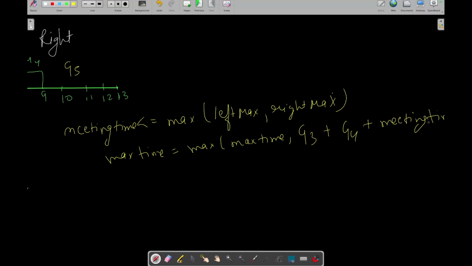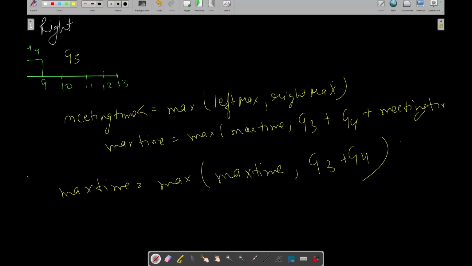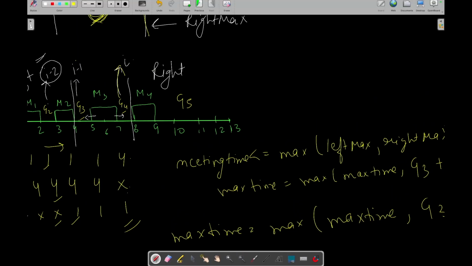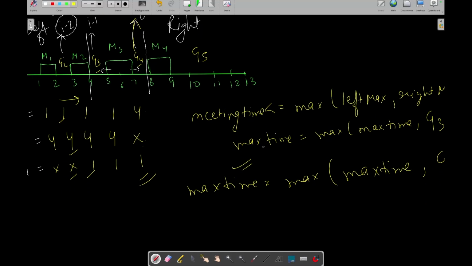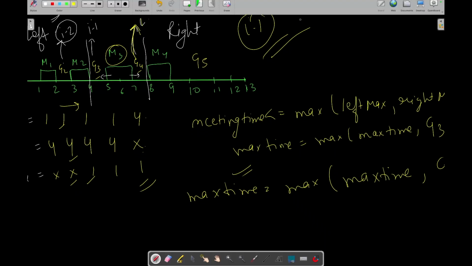And also we need to consider the case if this condition doesn't satisfy, or satisfied, doesn't matter. We will also consider the case of sliding. In that case, we will do maximum of max time, comma, G3 plus G4, because that meeting will still exist if we slide it. So this will remain G3 and G4. So let's see its code. If we are at this gap I, then this meeting will be I minus 1.